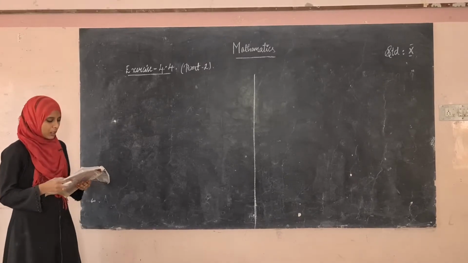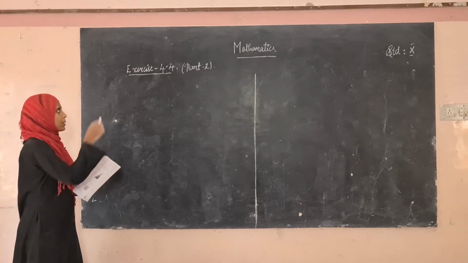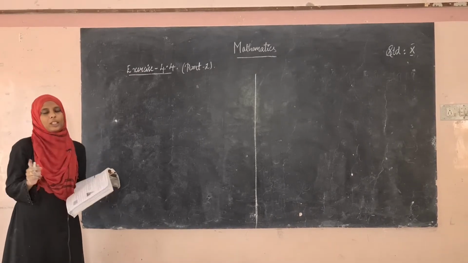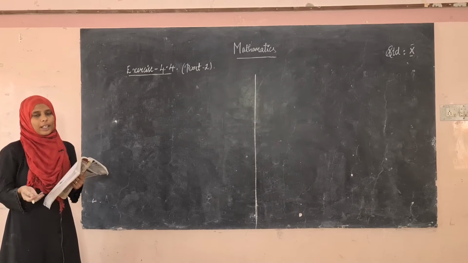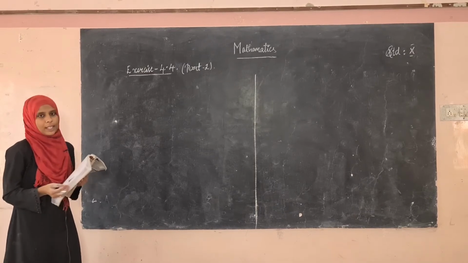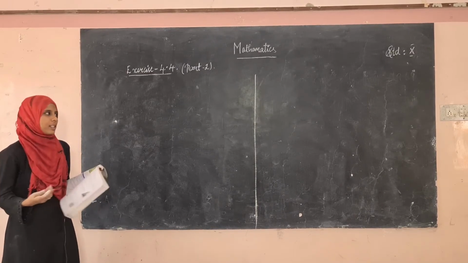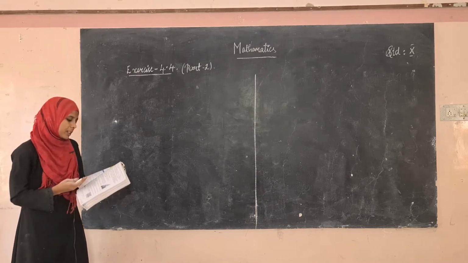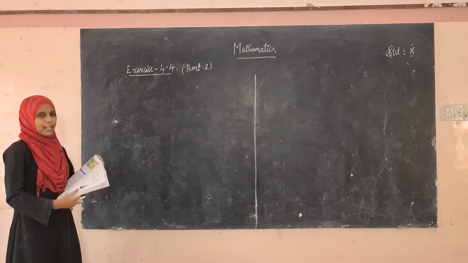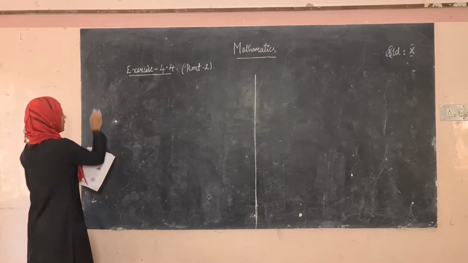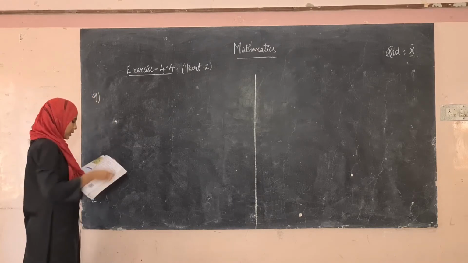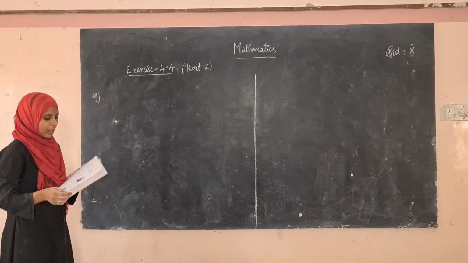Good morning, students. Today we are going to see the remaining sums in exercise 4.2, that is, except the constructions of the triangles or circles. We will be seeing the constructions in the online classes. Here we have another two word problems, the 9th and 10th. Let us see the 9th sum: show that the angle bisectors of a triangle are concurrent.